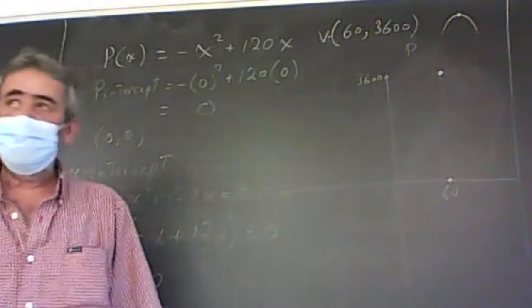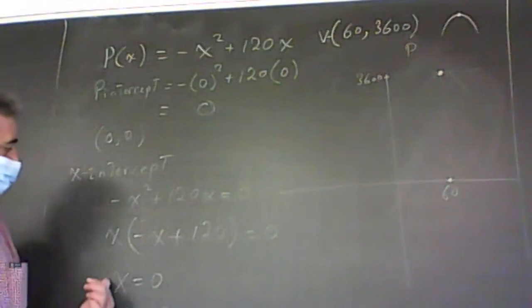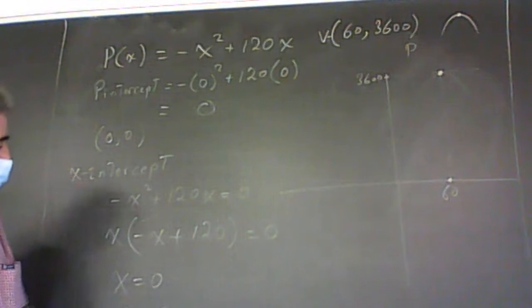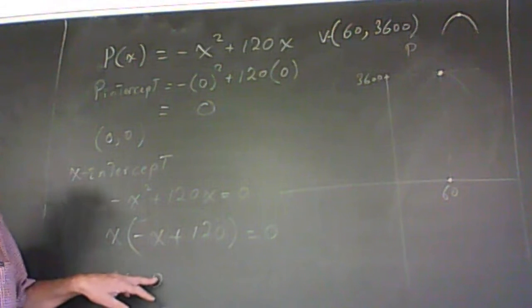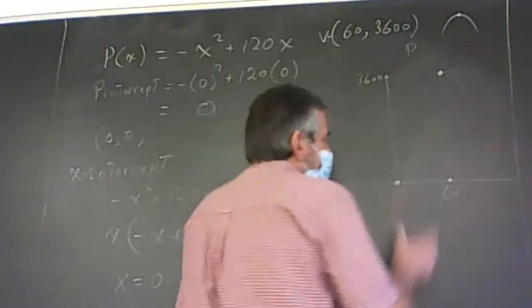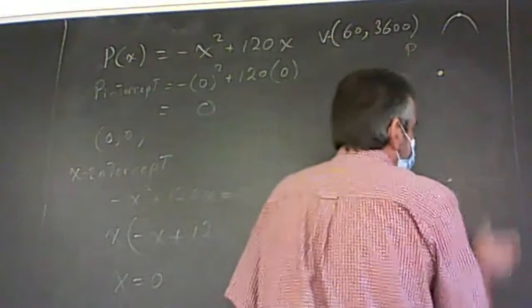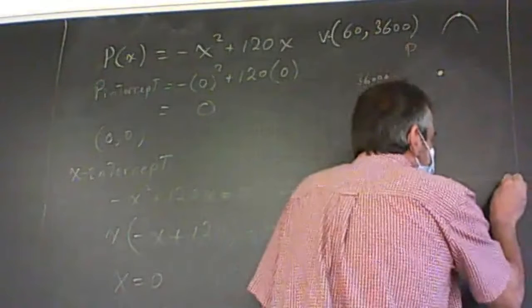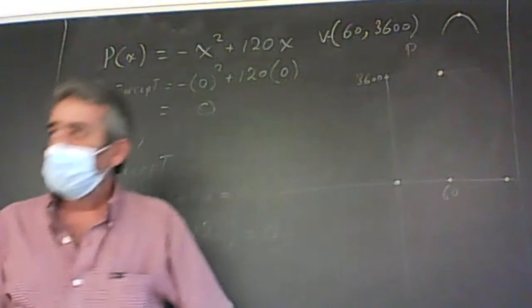Let's see if this is what we got. Now, what is the intercept? The x values are 120 and 0. This is for x equals 0. And 120 is double the amount. So that's 120 right there. Clear?